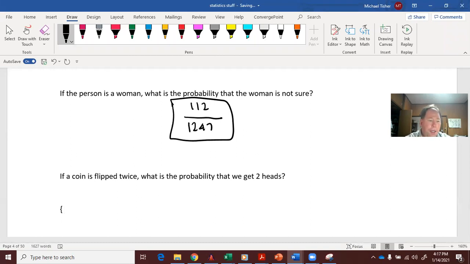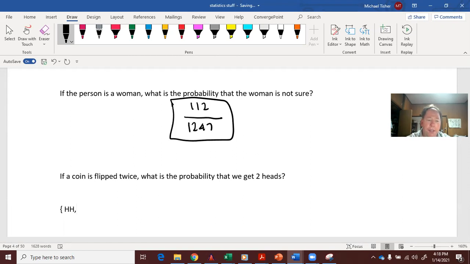All right, so the ways are, we can have HH. Now again, we're talking about the sample space of all the different ways of flipping a coin twice. So we have HH is one way, that is, we'll do heads the first time, heads the second time.